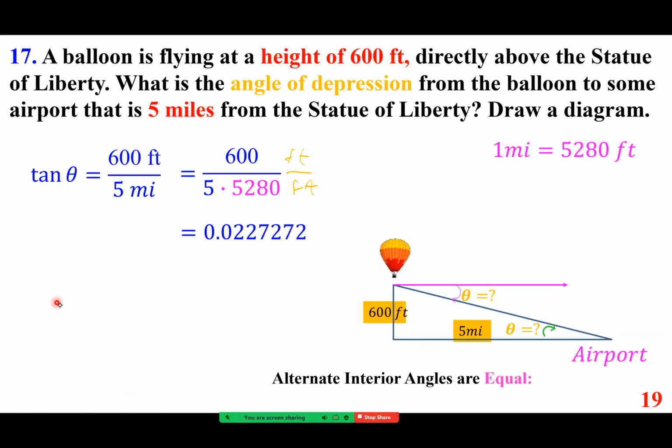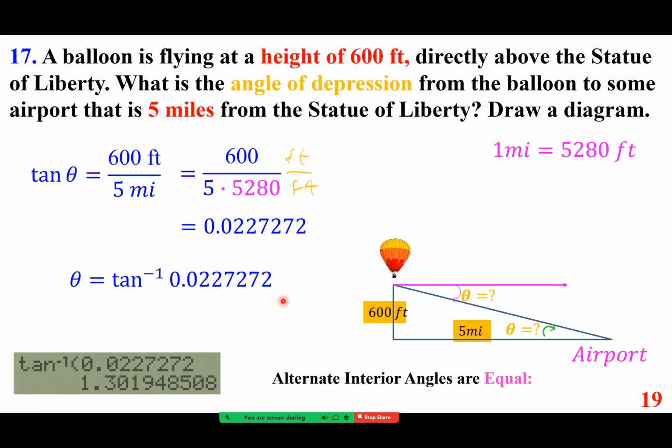Using a calculator, we get 0.022727. Tan inverse of that, you're putting it into a calculator, results in 1.3019485. So if we stop here, 1.302 degrees.